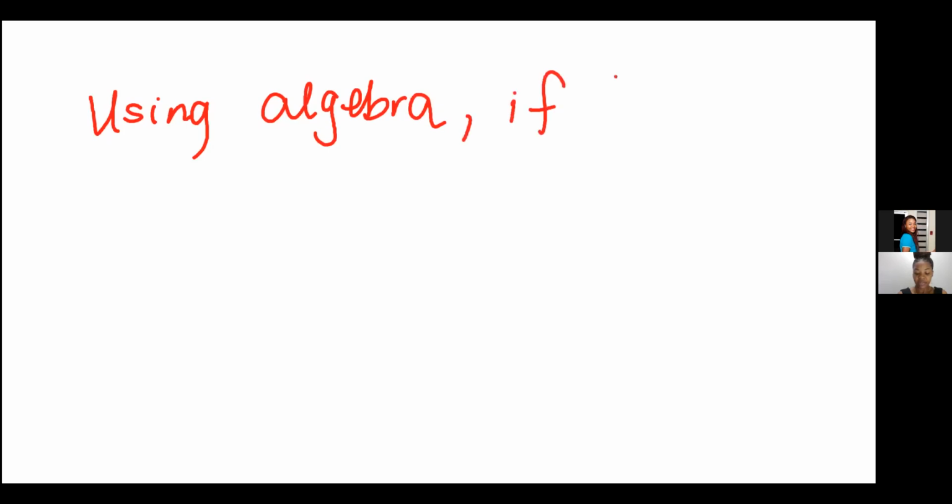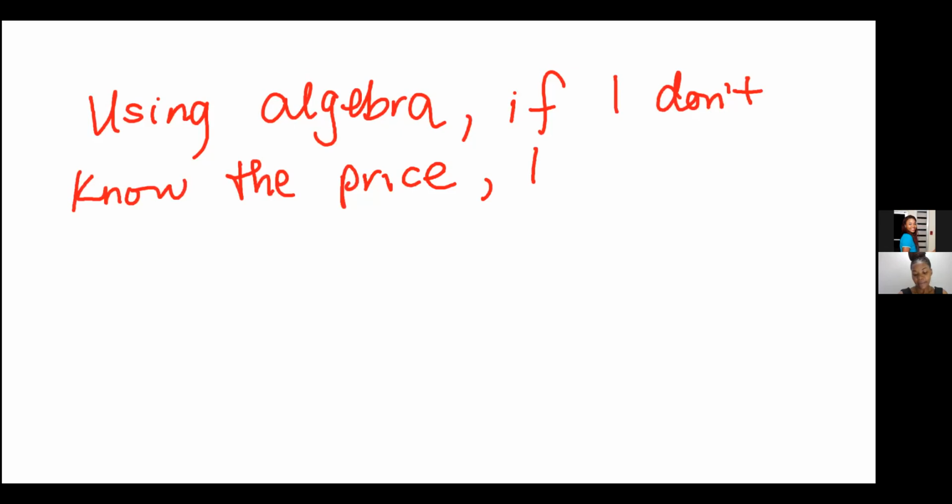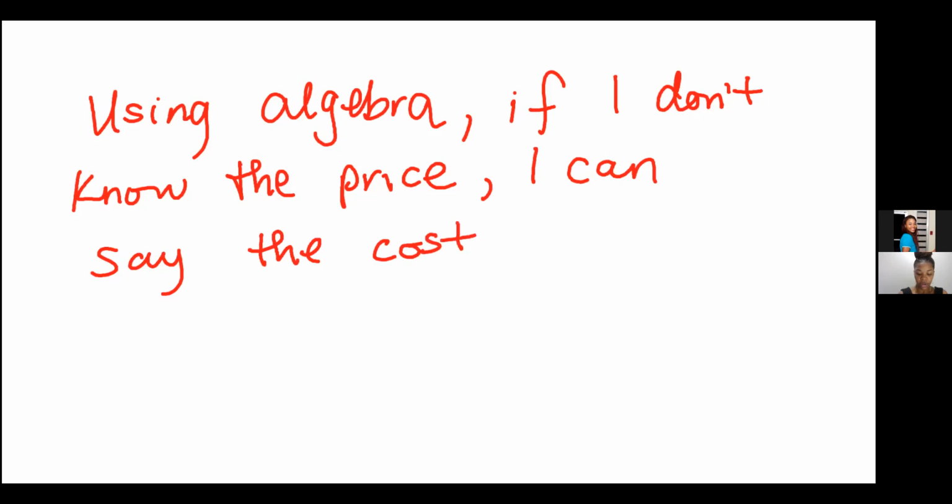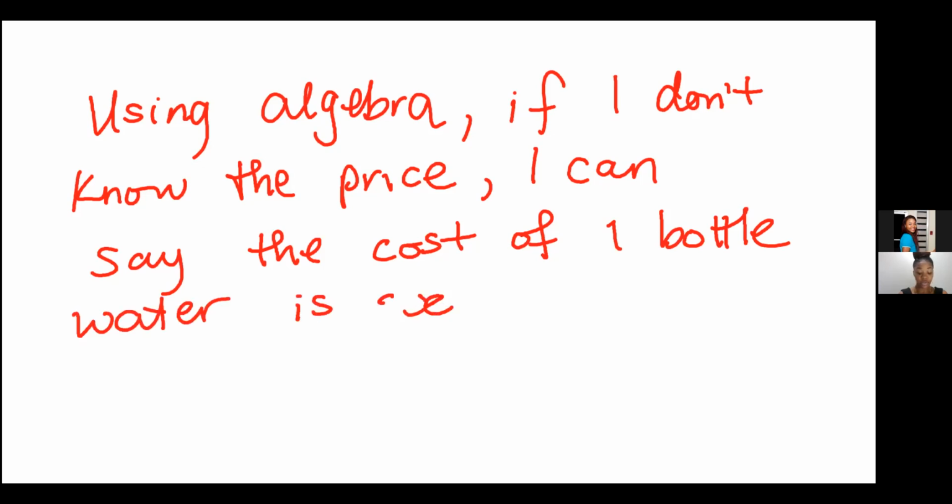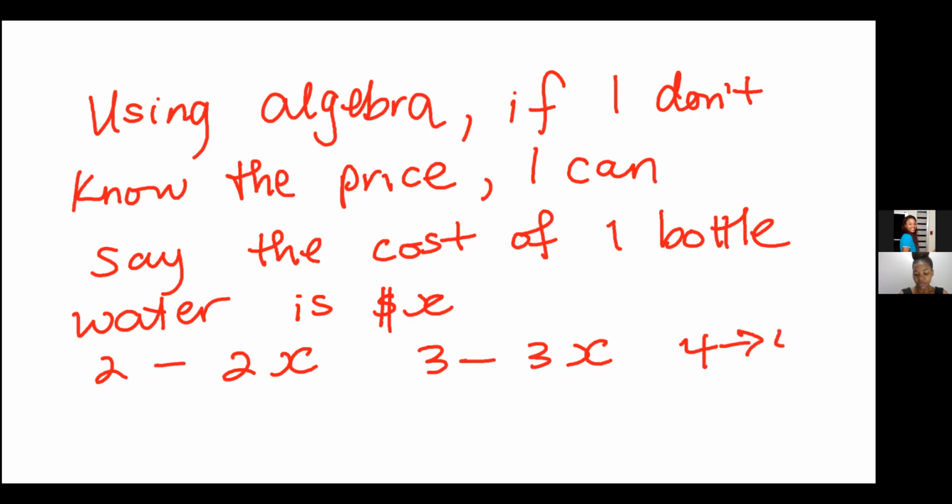If I don't know the price, I can say the cost of 1 bottle of water is X dollars if I don't know the cost, and two bottles will be 2 by X, and 3 bottles will be 3 by X, and 4 bottles will be 4 by X. That's how we're going to use algebra, right?